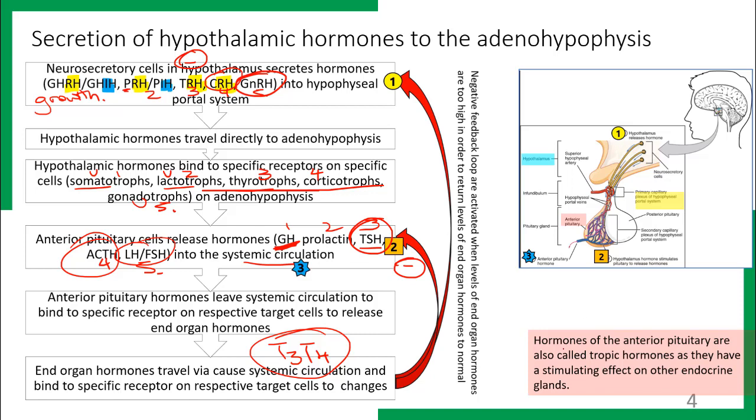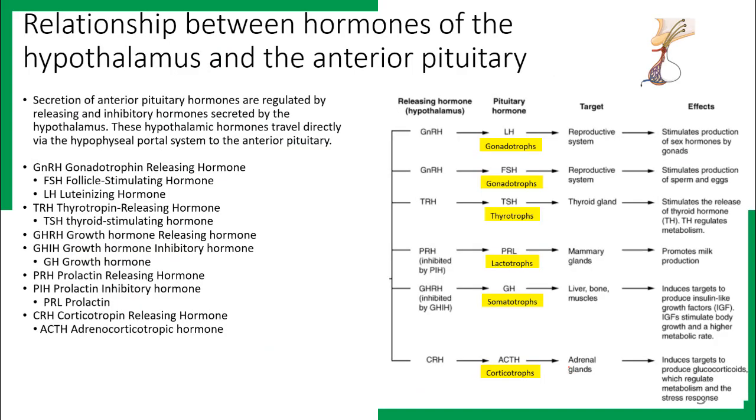As you can see here, hormones of the anterior pituitary are also called tropic hormones because they have a stimulating effect on other endocrine glands in order to actually release those hormones by those other endocrine glands. Over here, we've got an overview slide of each of the 7 hormones.